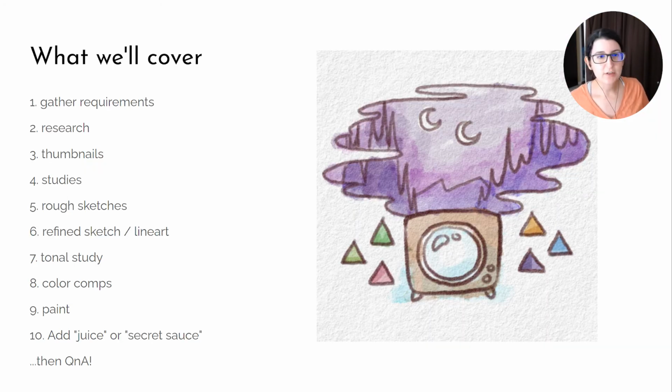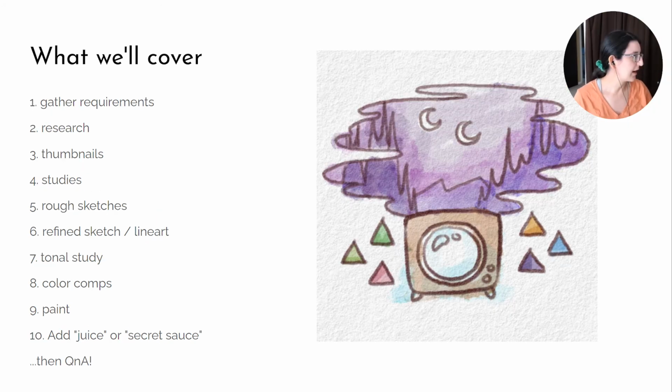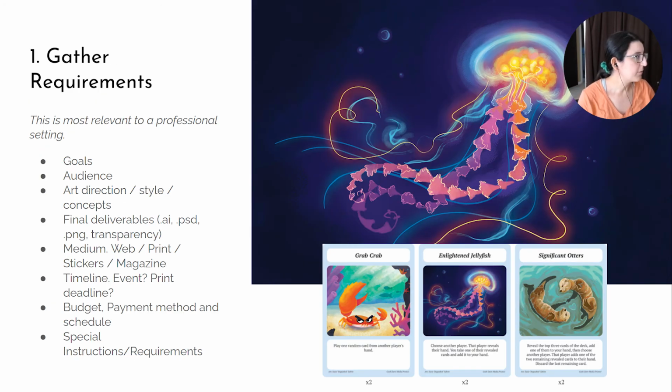So what are we going to cover today? Here's a quick look at what all these 10 steps are, and then I'm going to go through in detail on what each of these is. Okay, let's jump into it. Number one is gather requirements. You'll notice these first two stages, you're not even drawing anything yet. But number one is gather requirements.